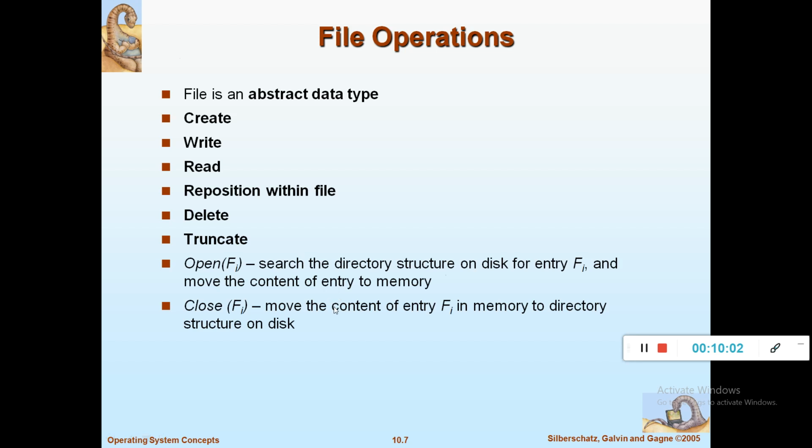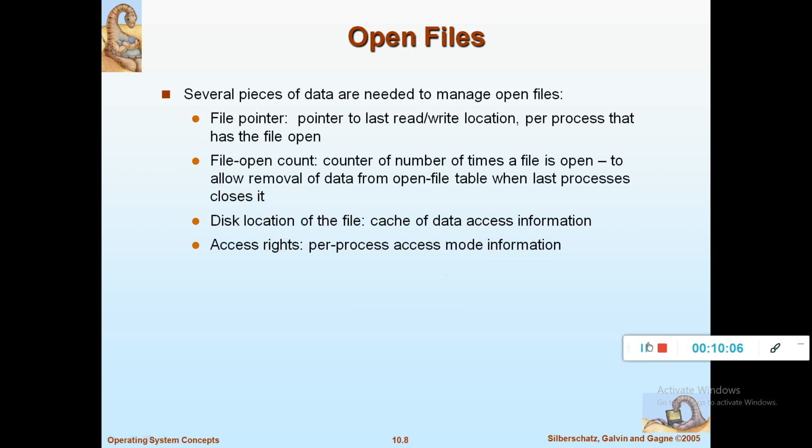So these are the different operations that are going to be carried out on the file. Once we discuss all these operations, we'll go to the next topic, called open files. It is an operation that we are going to carry out with a file. Several pieces of data are needed to manage the open files. What information are we going to pass with the open file API?